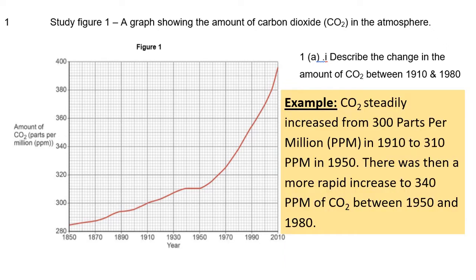Here's an example of a nice answer. So it says CO2 steadily increases from 300 parts per million, or ppm, in 1910 to 310 ppm in 1950. There was then a more rapid increase from 340 ppm of CO2 between 1950 and 1980. So pause here and just see, does yours match pretty similarly what happens here?